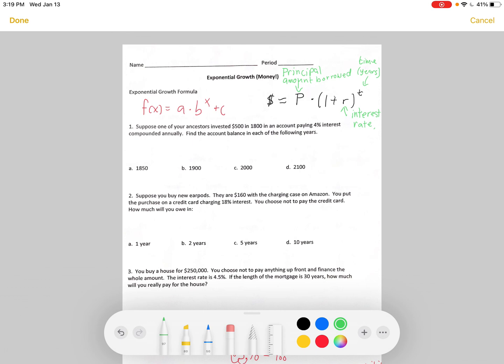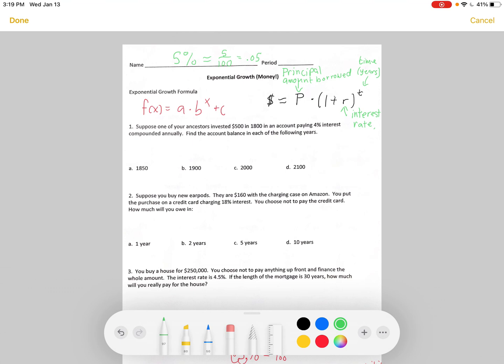You'll often see interest rates written as percents, but we use them as decimals in this formula. Quick refresher, if you've got a percent, say for example 5%, that's the same thing as 5 divided by 100. Percent literally means divided by 100, or 0.05. Be careful with your percents. This is probably the most common place where I see students going wrong in these kinds of problems. It's messing up the percentages.